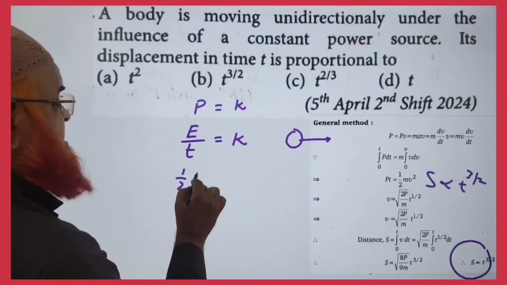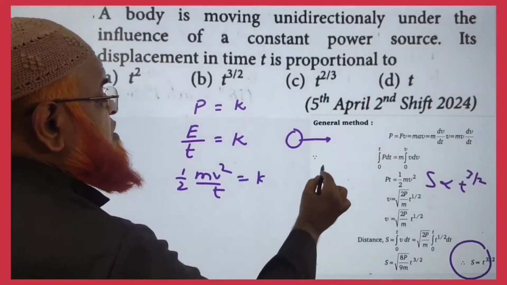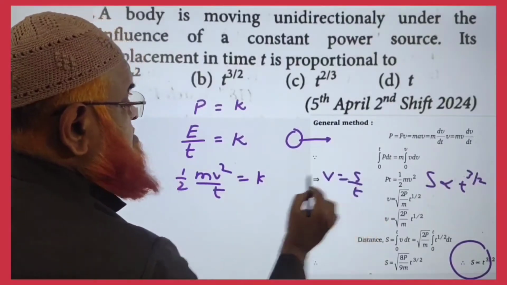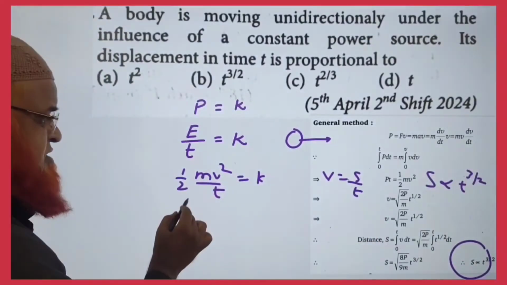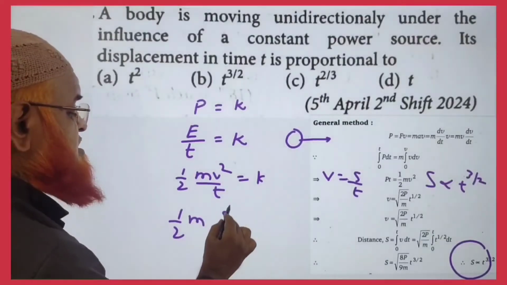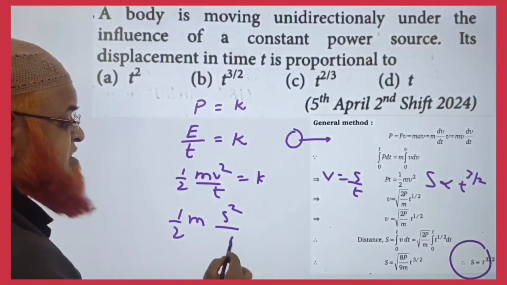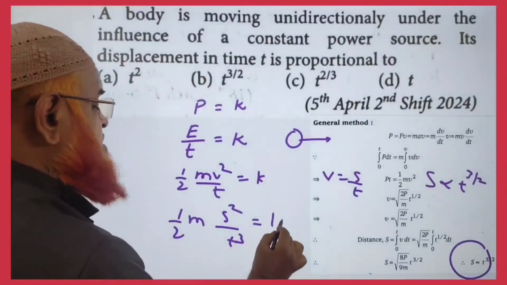Energy can be considered as kinetic energy, half mv square by T, which is equal to K. You all know velocity is nothing but displacement by time. So instead of v, we can write half m, v means displacement by time, so s square by t square. Already t is there, so here it will become t cube, which is equal to K.